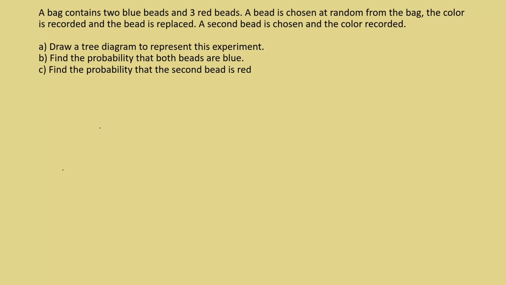So let's introduce the concept of a tree diagram in probability with this exercise. This exercise reads, a bag contains 2 blue beads and 3 red beads. A bead is chosen at random from the bag, the color is recorded, and the bead is replaced. And then a second bead is chosen and the color is recorded.